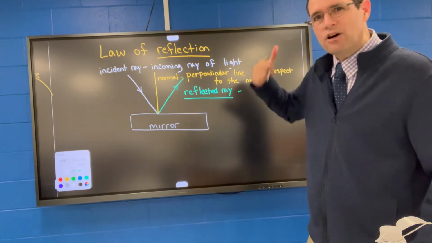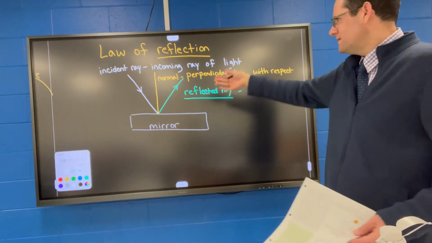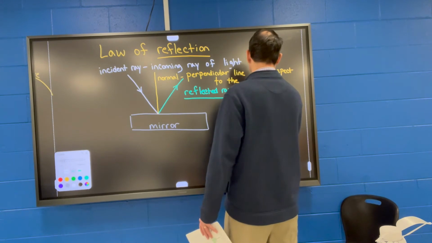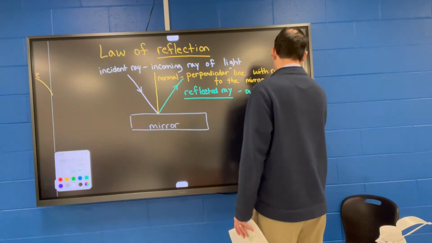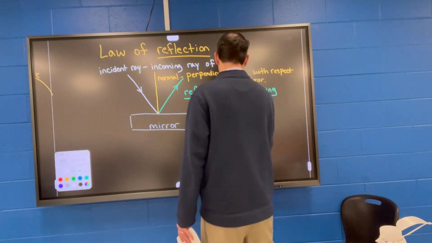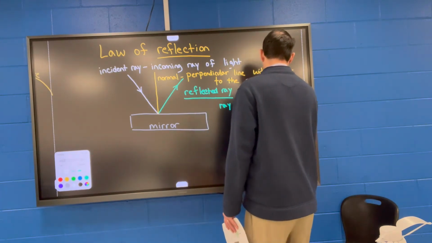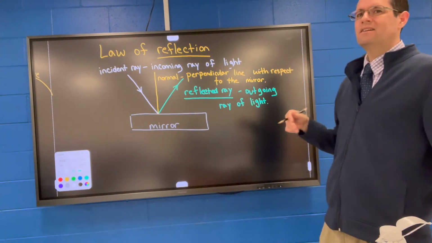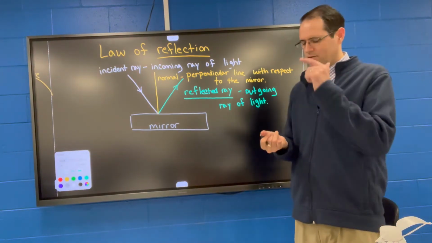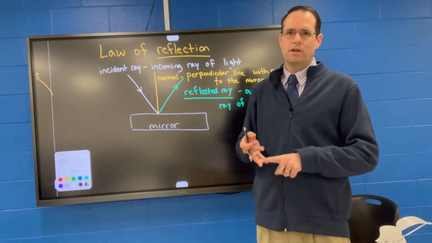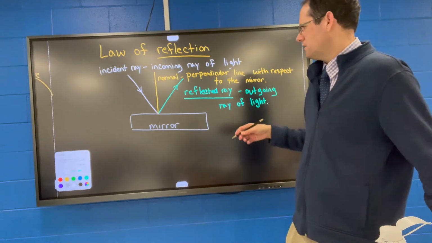And this is the outgoing or the reflected ray. So this is the outgoing ray of light. And I should mention here, it doesn't matter what color the light is. This works well for red, orange, green, indigo, whatever the color, okay?